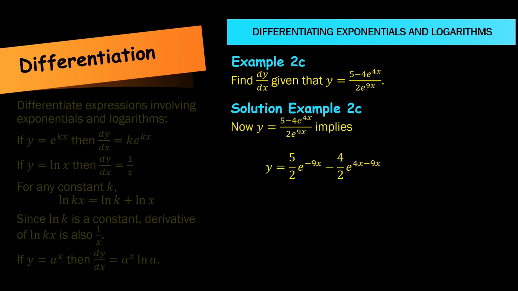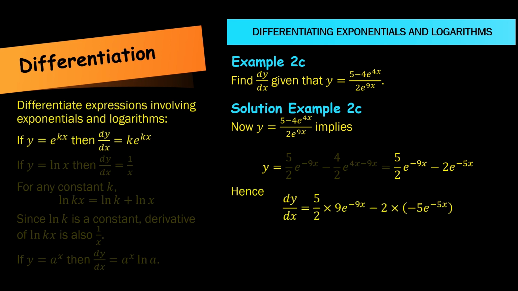We can rewrite the expression for y as 5 over 2 times e to the power minus 9x minus 4 over 2 times e to the power 4x minus 9x. Which is equal to 5 over 2 times e to the power minus 9x minus 2 times e to the power minus 5x. And so we have our expression for y.